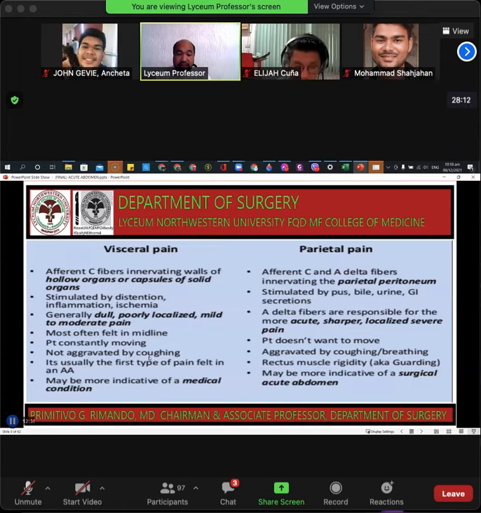So it says here, not aggravated by coughing, because they are constantly moving. A patient with parietal pain would be aggravated by coughing or even breathing. And it says here may be more indicative of a medical condition. Usually visceral pain is medical, and parietal pain is usually surgical.